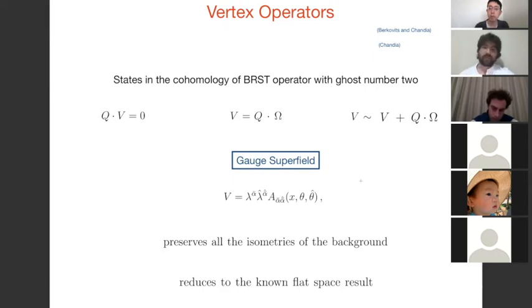And the way they show that this is the form is basically you know the form of the BRST operator in any background, and then you show that it reduces correctly to flat space and respects all the isometries of the background. But the difficult thing is, of course, if you want to get the expansion of the superfield, it is complicated. It's just one superfield in any background.